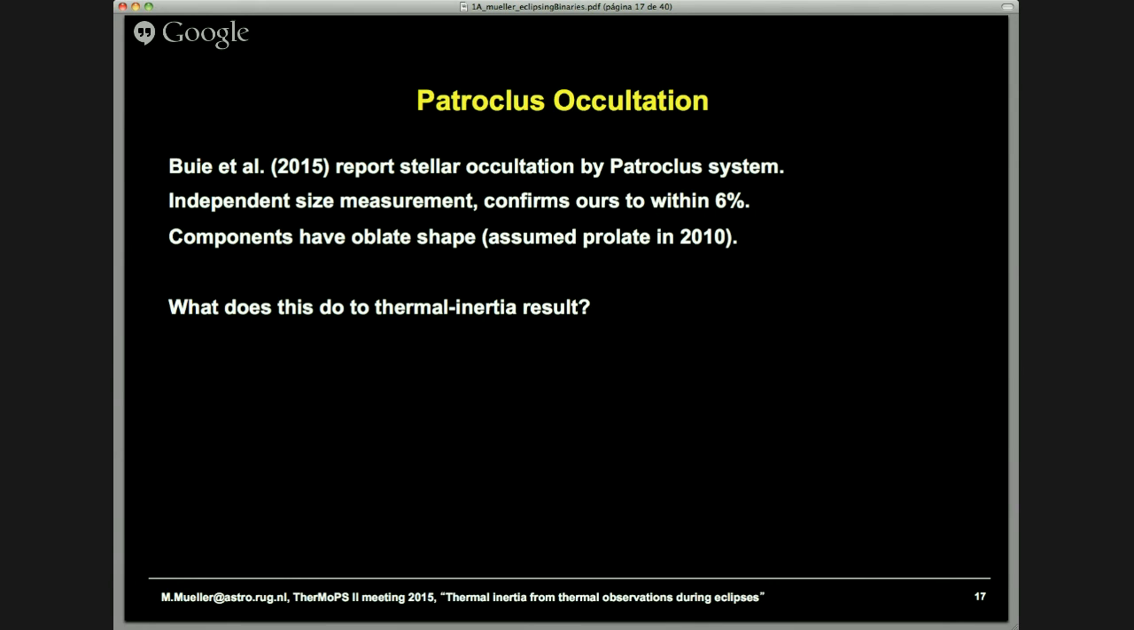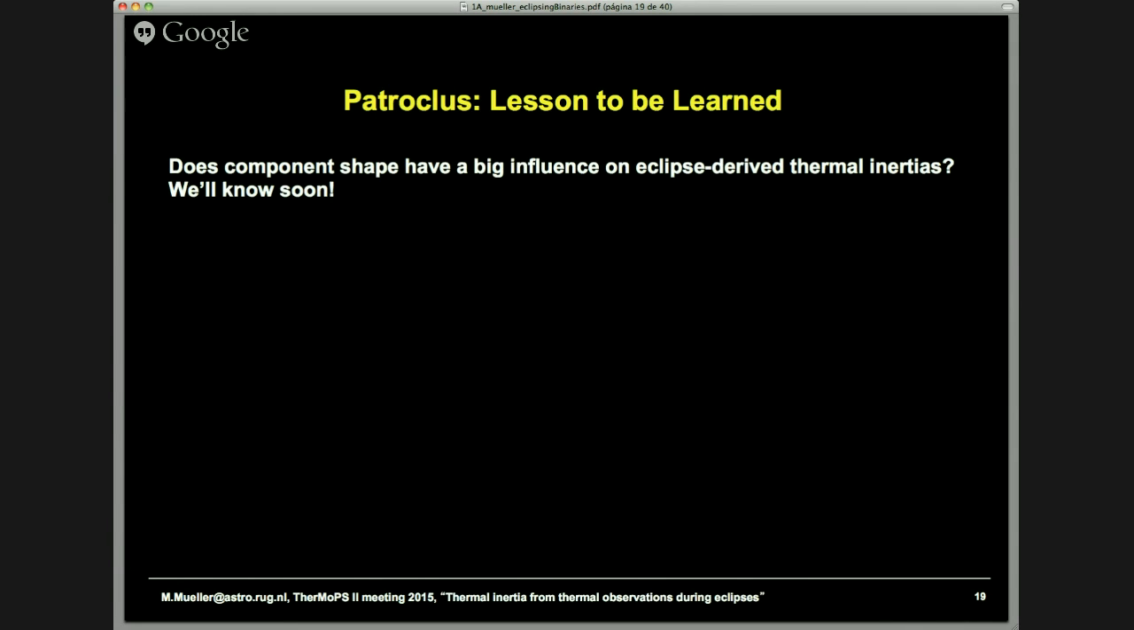Oh, this is what I'm saying on this slide. Look at that. So another potential lesson to be learned is what the component shape does to thermal inertias. And I do not know yet, but I will know soon.